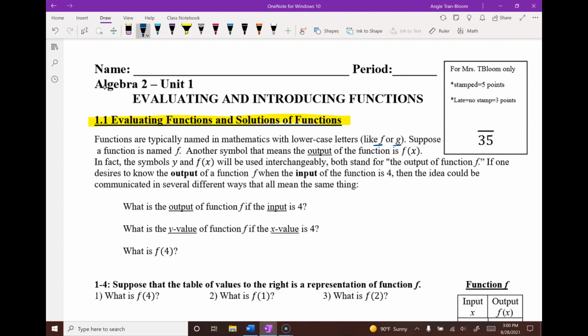Another symbol that means the output of the function is f of x. So output, it's f of x. In fact, the symbols y and f of x will be used interchangeably. Both stand for the output of function f. If one desires to know the output of a function f when the input of the function is 4, then the idea could be communicated in several different ways that all mean the same thing.